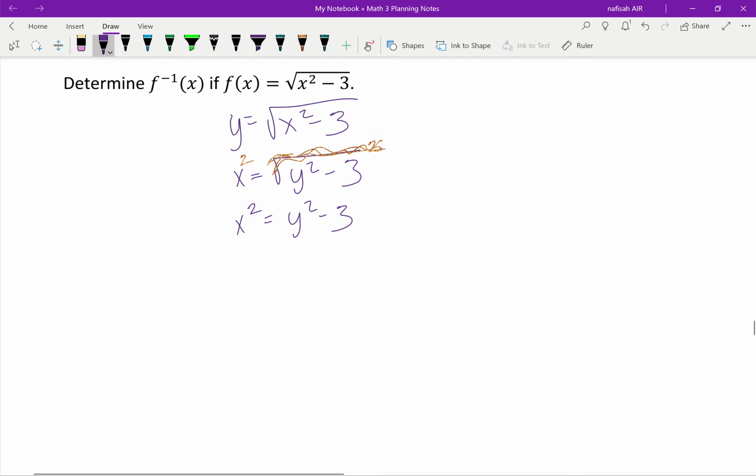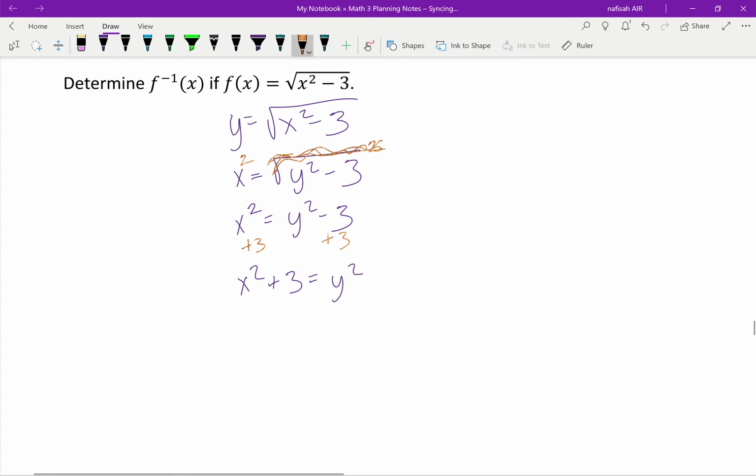Now I'm going to add 3 to both sides. I'll have x squared plus 3 equaling y squared. Now I'm still solving for y. Y is not by itself. It has a square. I need to get rid of a square.